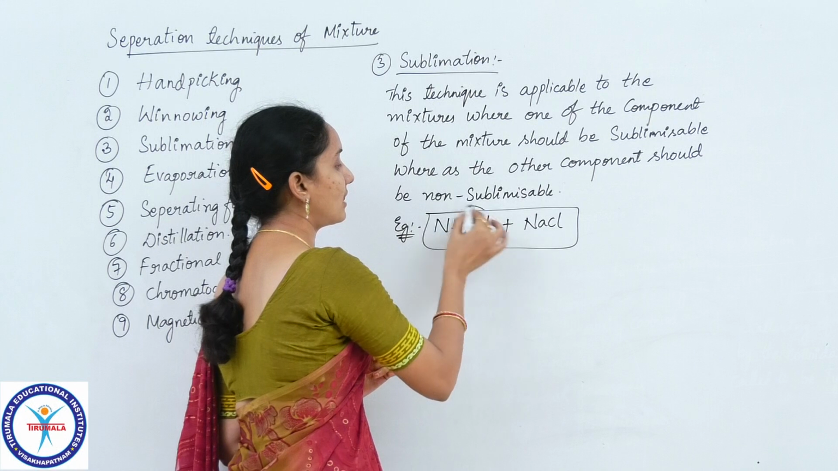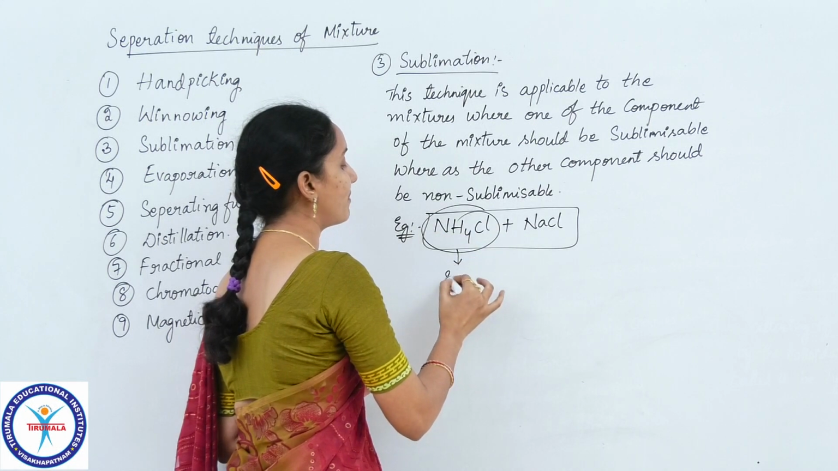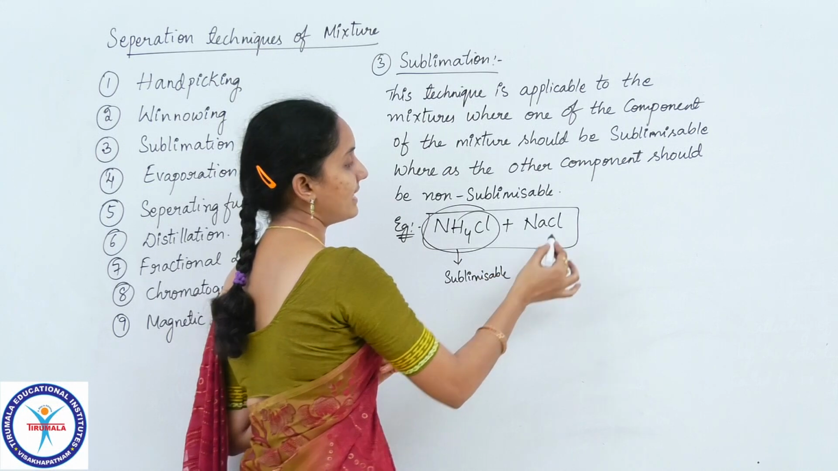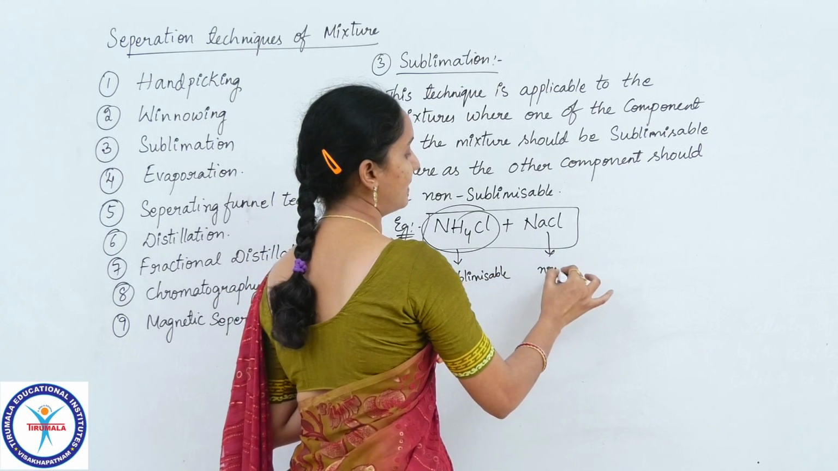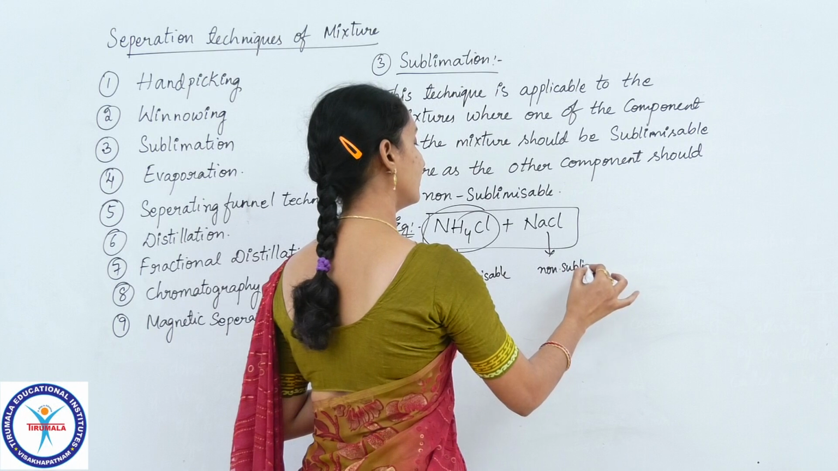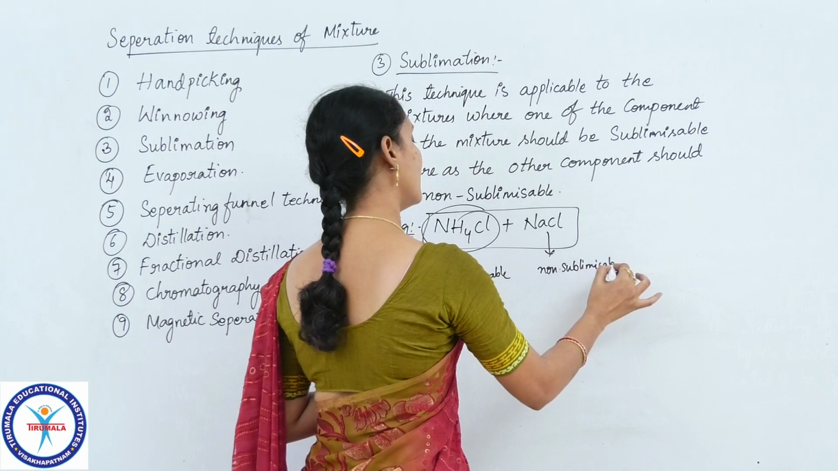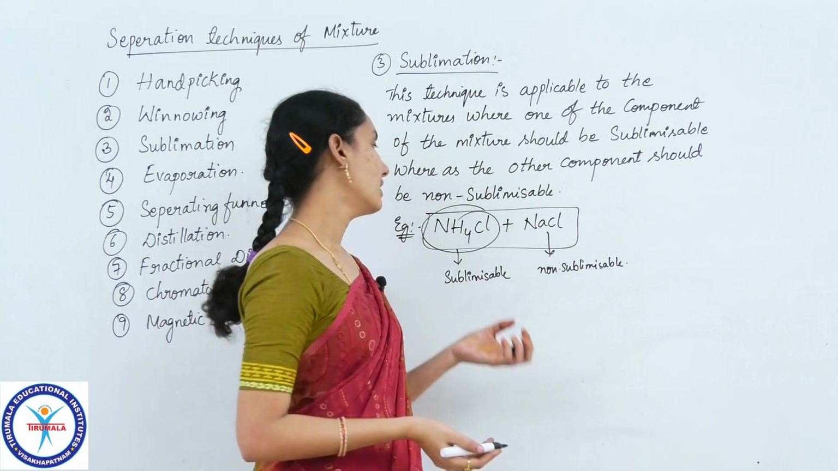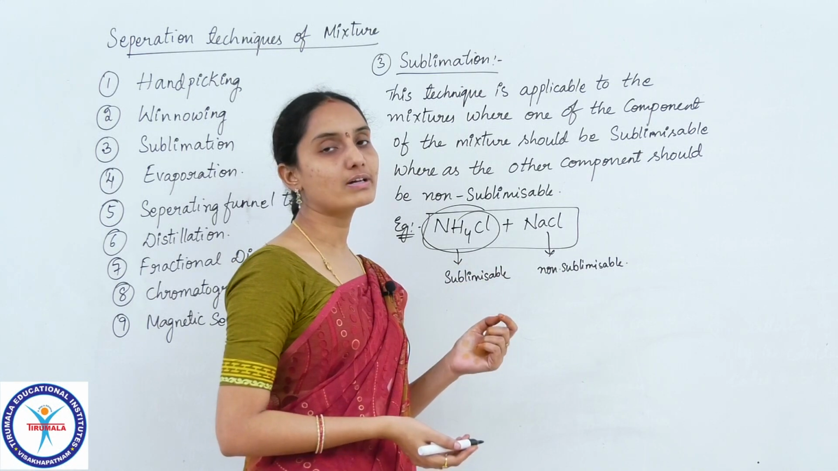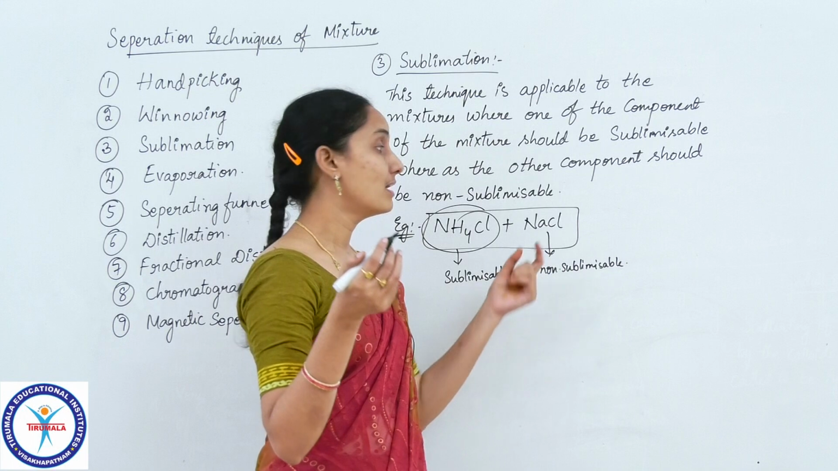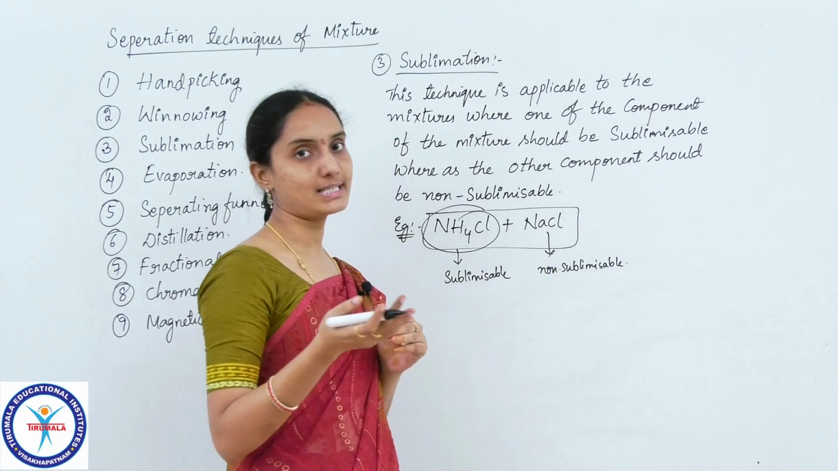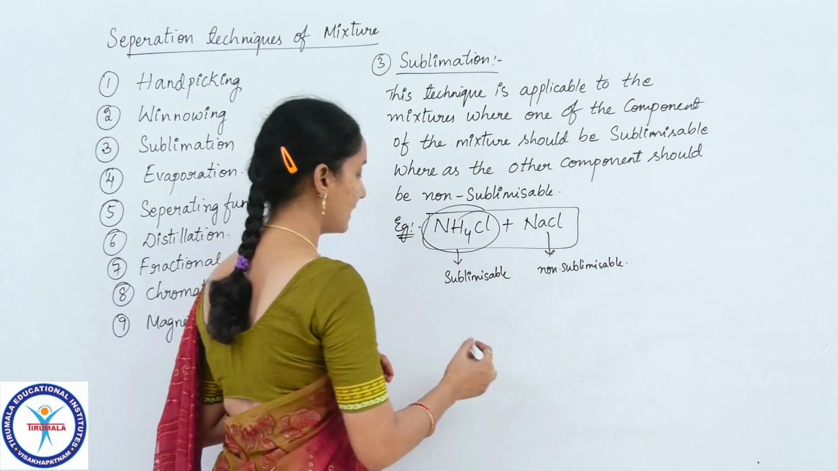In this mixture NH4Cl has the capability of sublimation, it is sublimizable, whereas NaCl is non-sublimizable. That means sublimizable means when we heat it, NH4Cl directly converts from solid to vapor, whereas NaCl will convert to liquid. So with that factor we can separate them. How do you separate these?